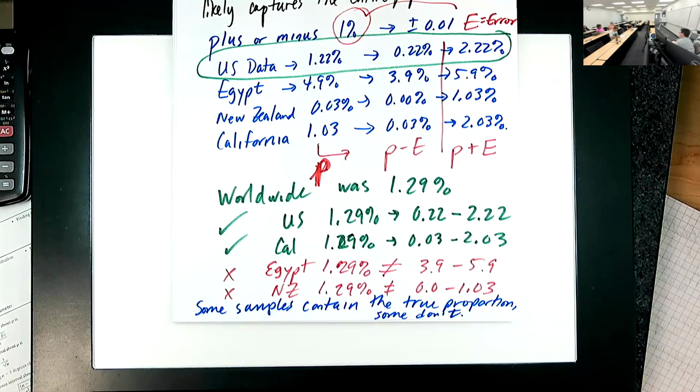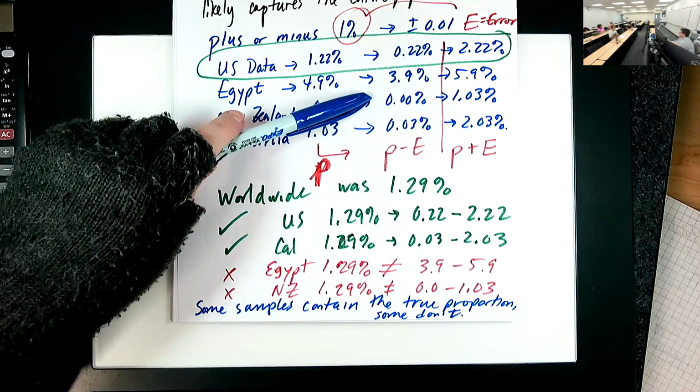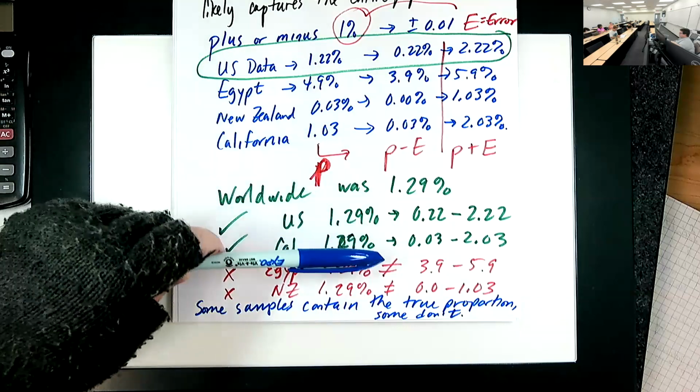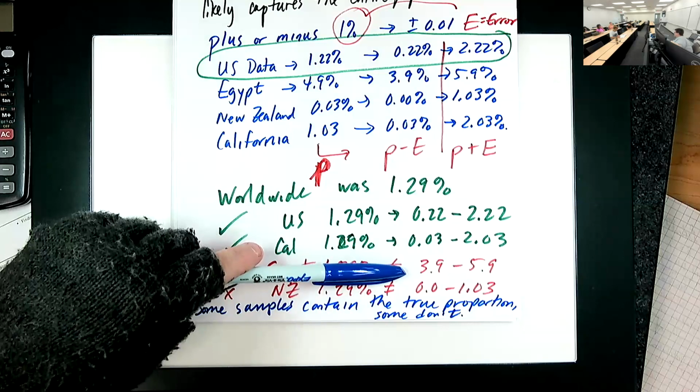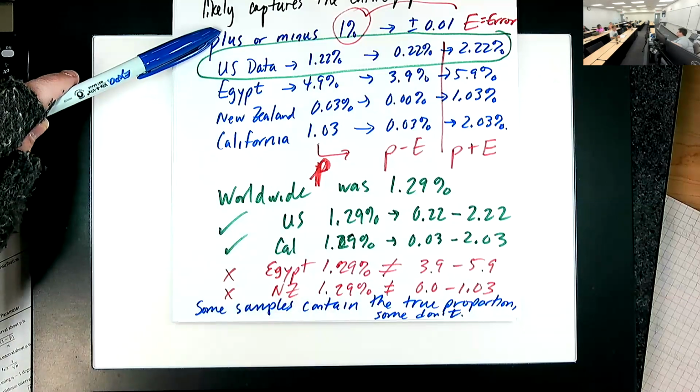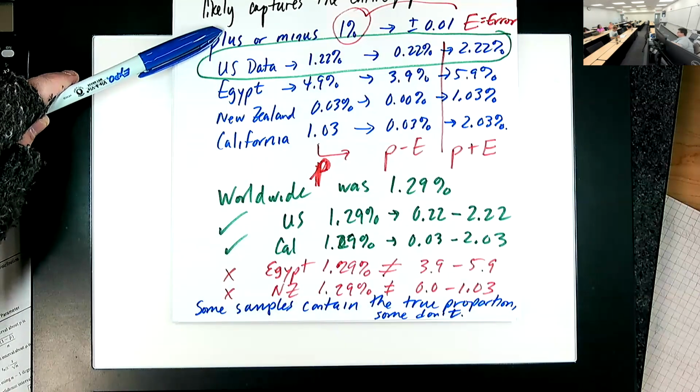And guess what? If you're only doing one sample, like let's say the internet went down during COVID and all you had was local data, you can only make an estimate about the worldwide numbers based on what you know locally. New Zealand would think it's between 0 and 1%. Egypt would think it's between 4 and 6%. They would be wrong. They have no way of knowing if they didn't have the worldwide data, okay?